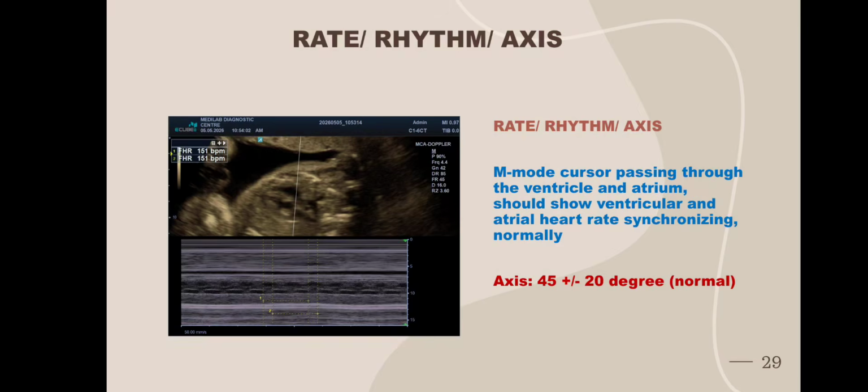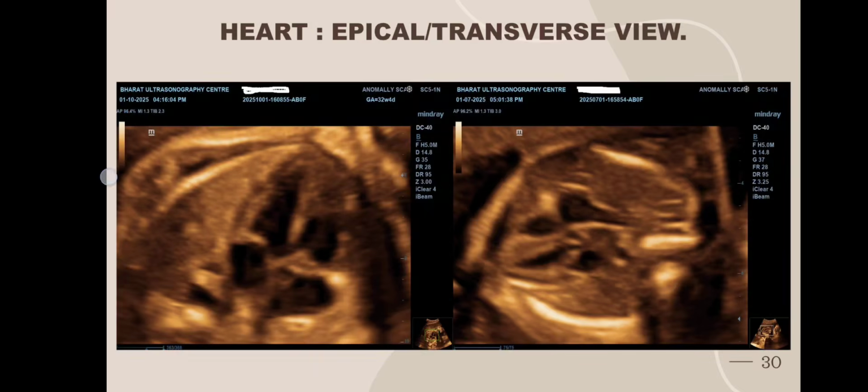If there is left axis deviation, there should be some outflow tract abnormality, and in case of right axis deviation, there will be some structural abnormality of the heart. More images of apical and transverse views of the four-chamber view.